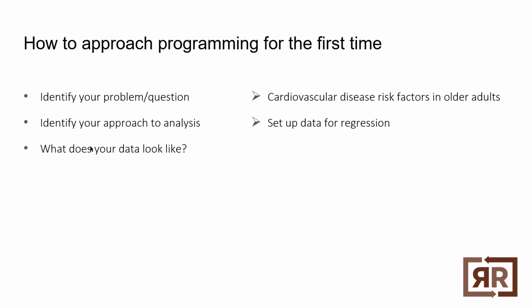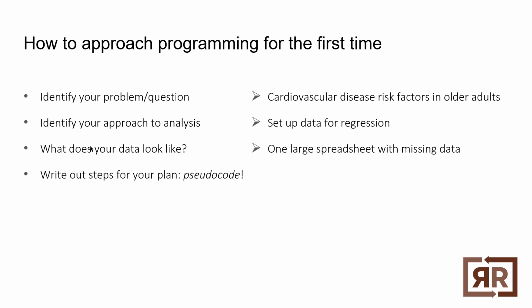Let's take a look at what your data looks like. In this case, let's say we have one large spreadsheet and there might be some missing data, there might be some unclean data that we have to work through, and we'll go through that a little bit later in the example. The biggest step when you're approaching programming for the first time is writing out the steps for your plan. That's something called pseudocode. This is basically writing the steps of what you want to do, but just in plain English, and then figuring out the corresponding functions and steps in actual code after the fact.